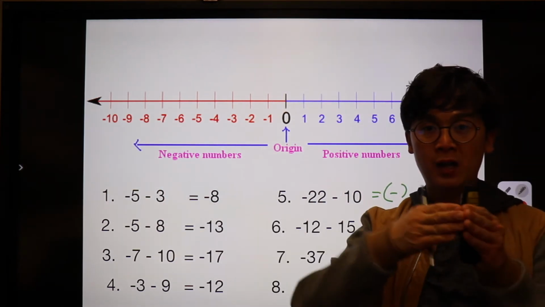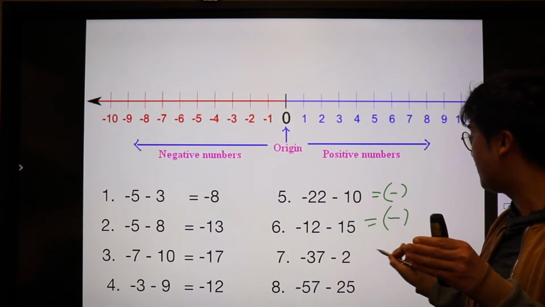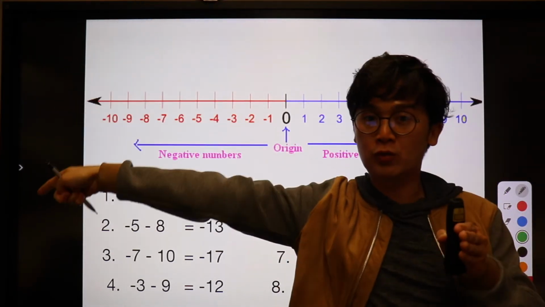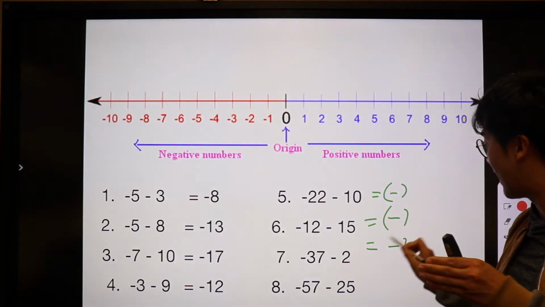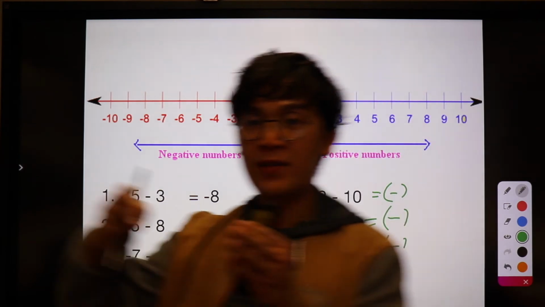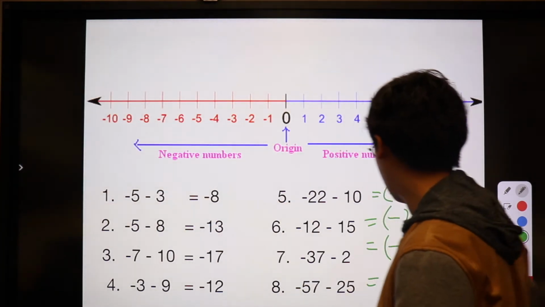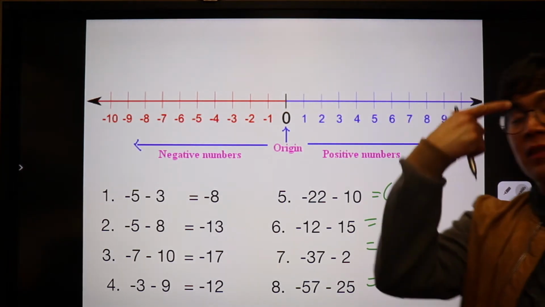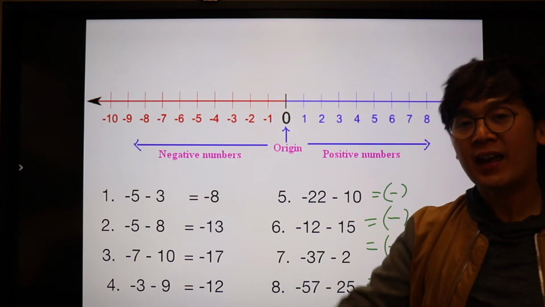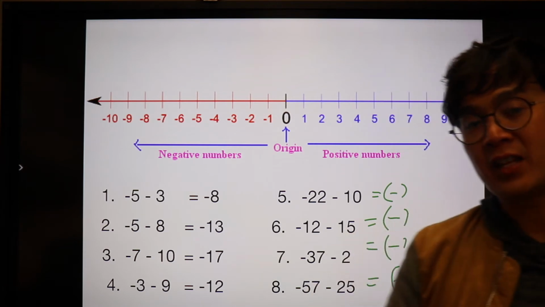So this is a negative answer. Same with negative 12 minus 15, it's still going to be negative. Negative 37 minus 2, moving to the left, it's still going to be negative. And negative 57 minus 25 is going to still be a negative value. So knowing the sign, or predicting what the sign of the answer would be, is enough indicator that you are understanding the concept of the number line.